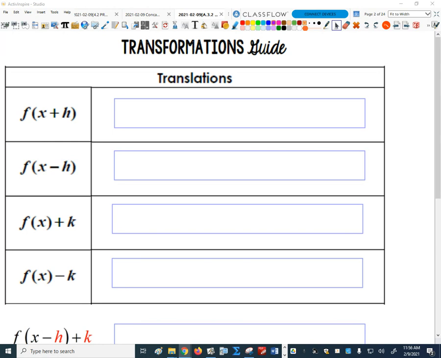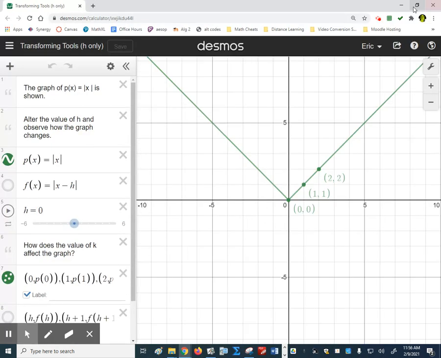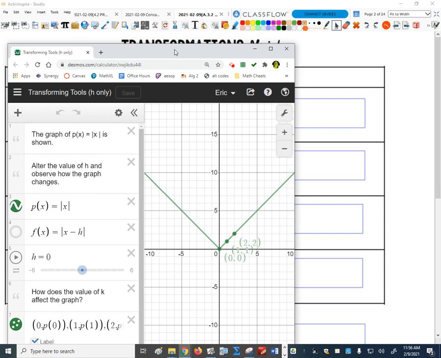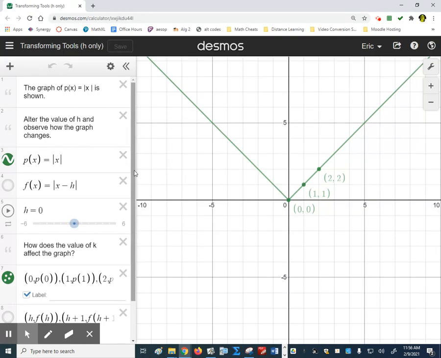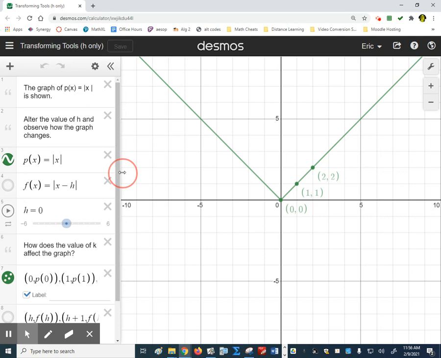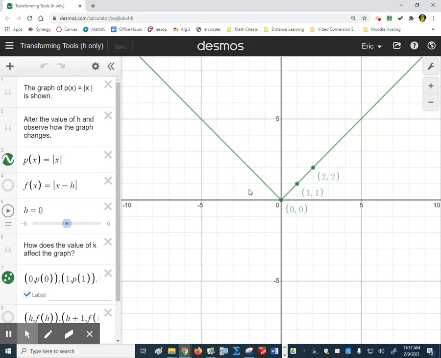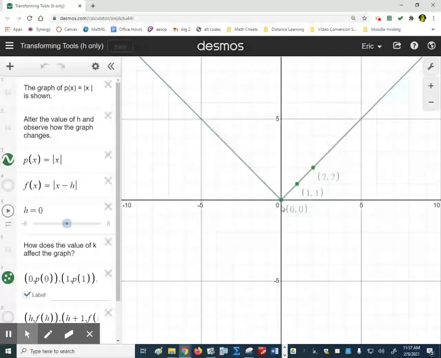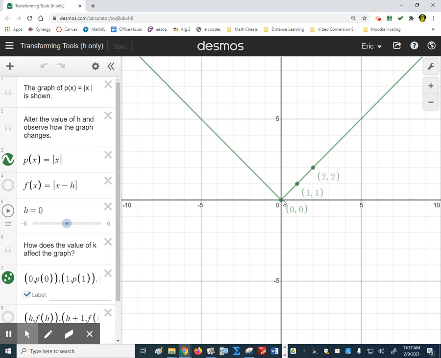I got a couple Desmos documents built, and I will put a document in Google Classroom that'll just have links to all this stuff we're about to look at if you want to go back to it. Okay, so I'll just make that big. Here we've got the graph of our parent function, p of x, p for parent. So p of x equals the absolute value of x, right? That looks familiar. That's one of our parent functions that we talked about a couple days ago, right?